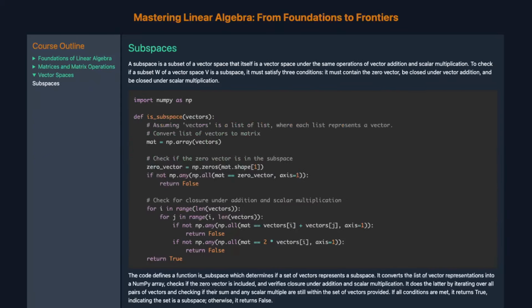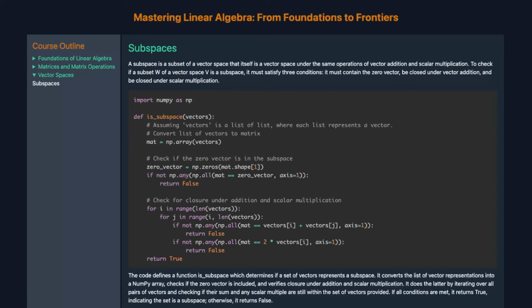Subspaces. A subspace is a subset of a vector space that itself is a vector space under the same operations of vector addition and scalar multiplication. To check if a subset W of a vector space V is a subspace, it must satisfy 3 conditions. It must contain the 0 vector, be closed under vector addition, and be closed under scalar multiplication.